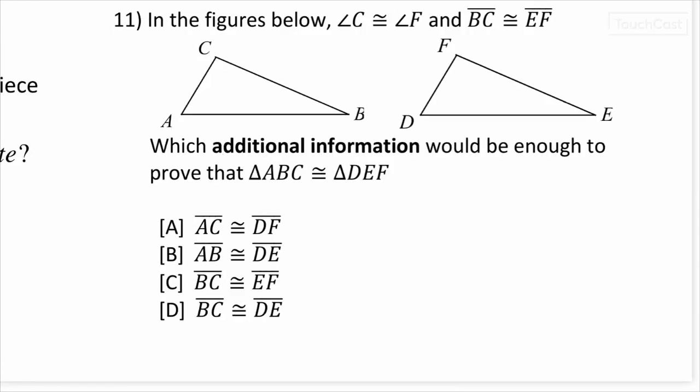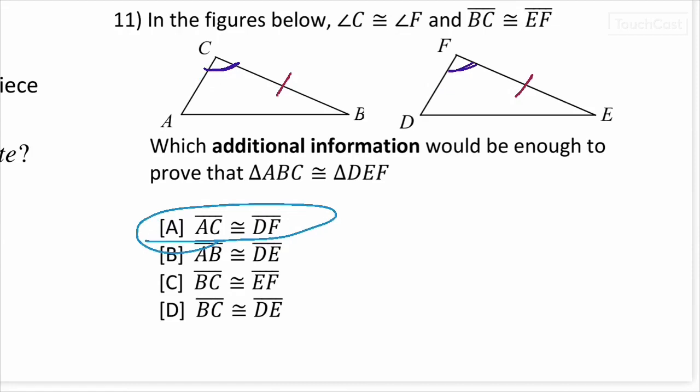Okay, so I know angle C is congruent to angle F. Mark it. And then I know side BC is congruent to side EF. And now I need to see what else I need for congruency. So side AC, if they were congruent, would be here. I would have side angle side. So far this one's a good one. If I had AB congruent to DE, oh, that would have given me ASS. We don't do that. I'll show you.